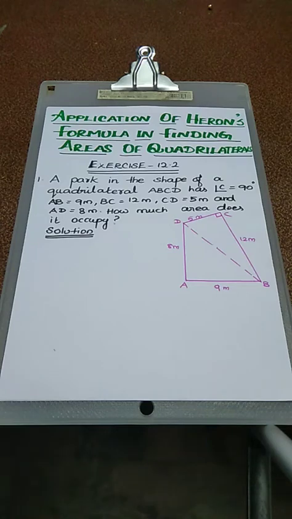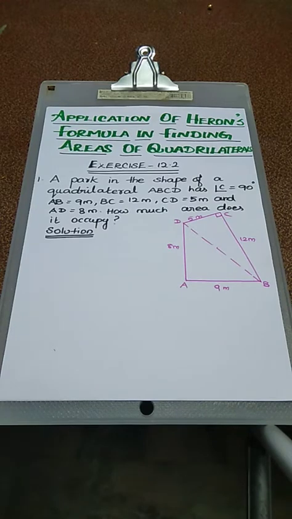Welcome to the session on application of Heron's formula in finding areas of quadrilaterals. The area of a quadrilateral whose sides and one diagonal are given can be calculated by dividing the quadrilateral into two triangles and using Heron's formula. That is very simple. We need to divide the quadrilateral into triangular parts and then use the formula for the area of the triangle.